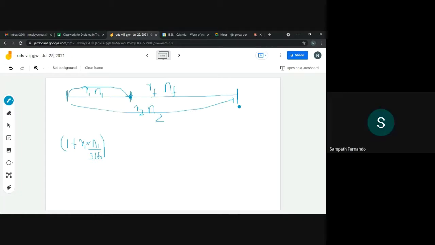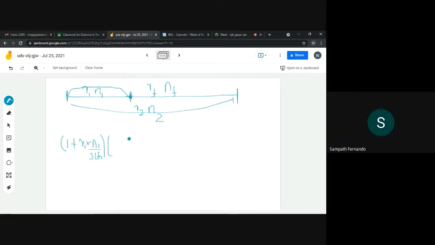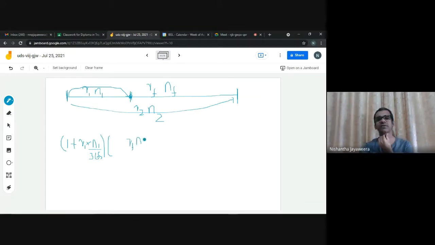That amount into RF. This amount into RF into NF divided by 365. Is it correct? If you multiply this amount by this, what do you get? 1 plus RF. Only the interest. If you do this calculation, you get only the interest.